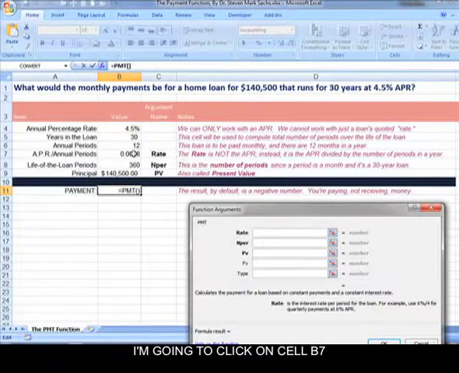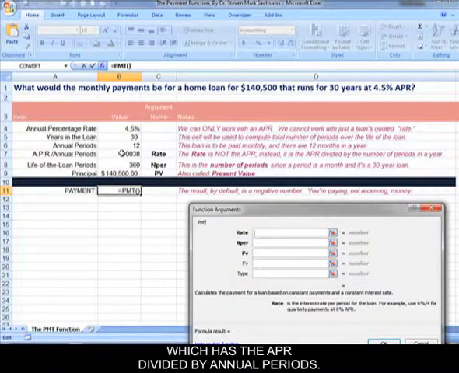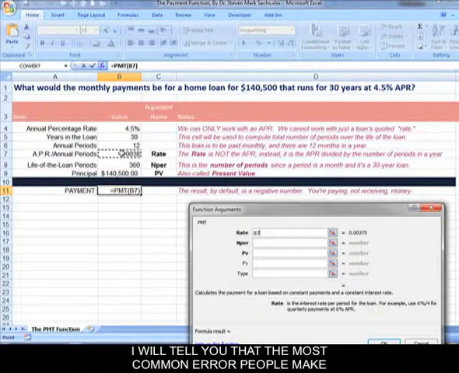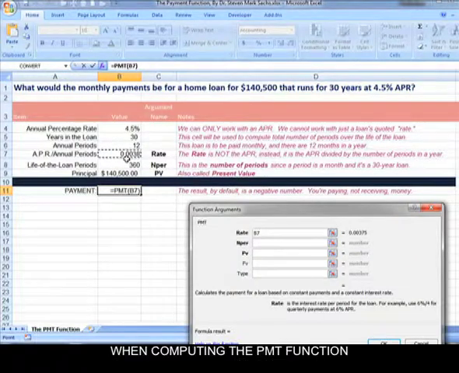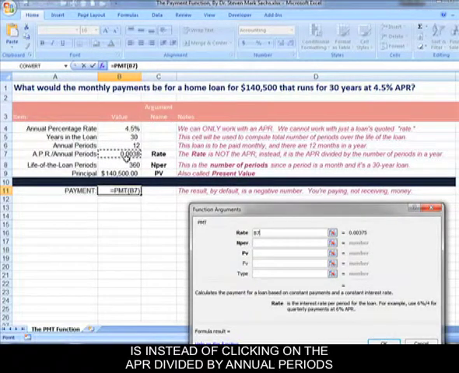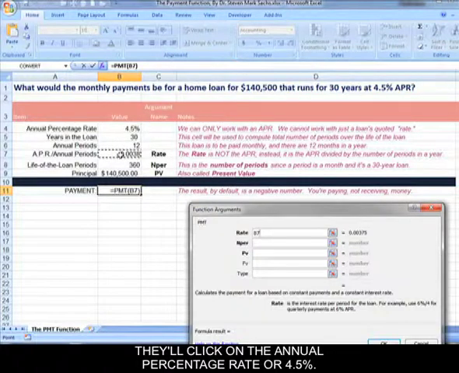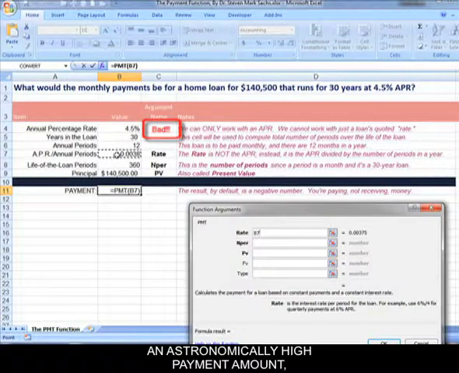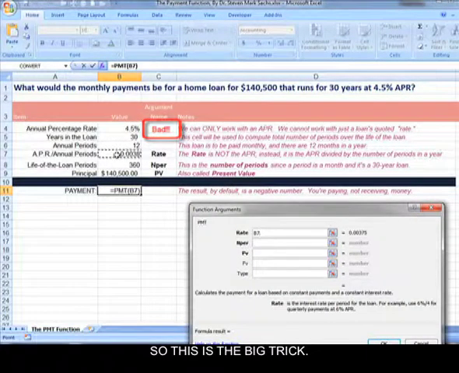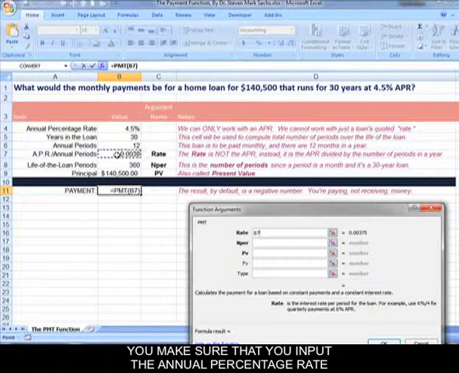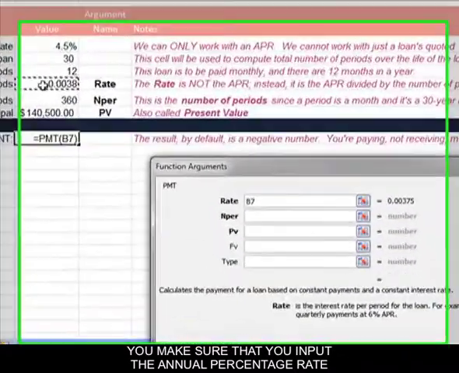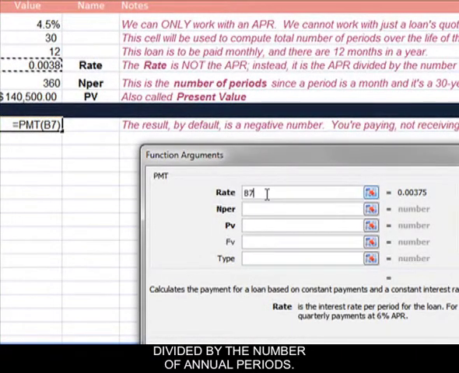I'm going to click on cell B7, which has the APR divided by annual periods. I will tell you that the most common error people make when computing the PMT function is that instead of clicking on the APR divided by annual periods, like I just did, they'll click on the annual percentage rate, or 4.5%. That would produce an astronomically high payment amount. So this is the big trick. You make sure that you input the annual percentage rate divided by the number of annual periods.